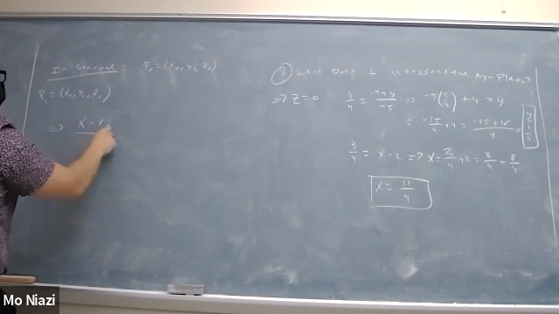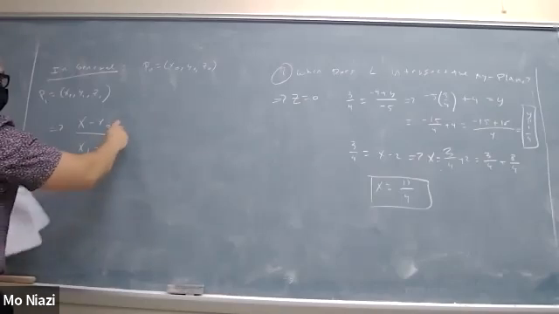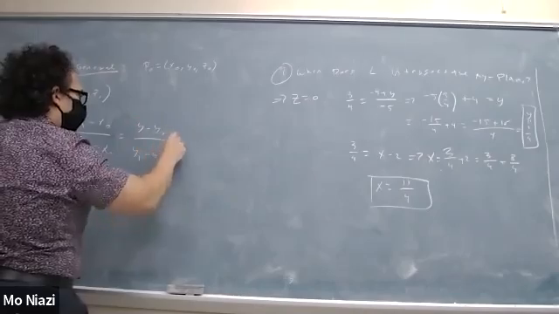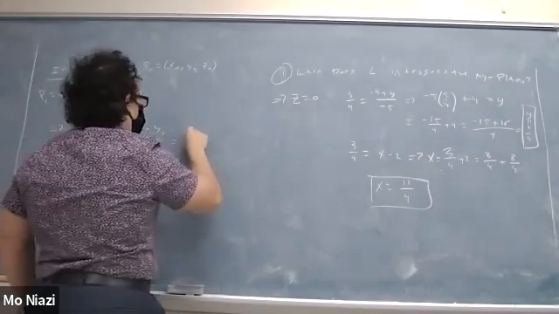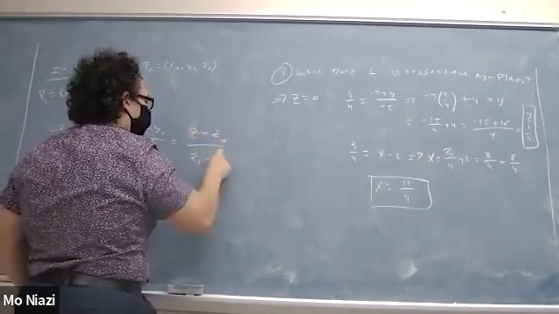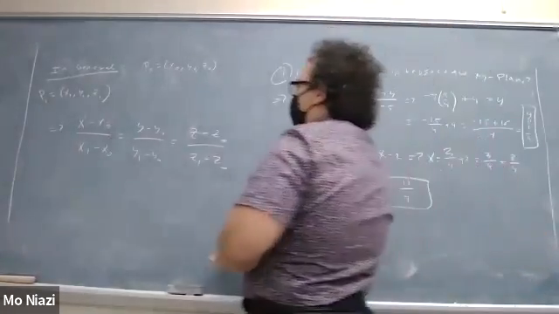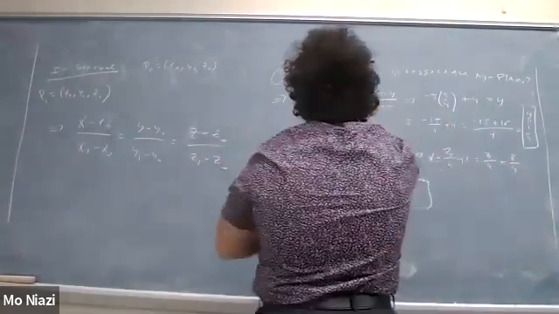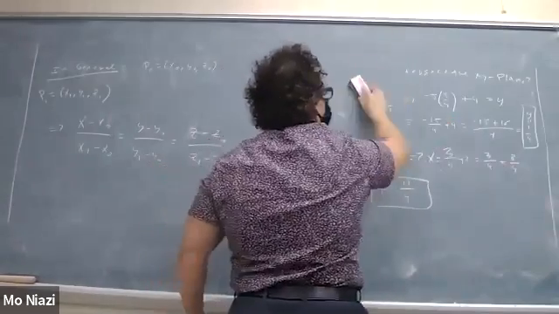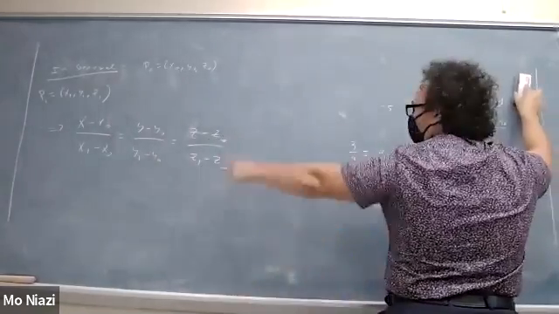x minus x naught divided by x1 minus x naught. That would be a symmetric equation. y minus y naught divided by y1 minus y naught. Another symmetric equation. z minus z naught divided by z1 minus z naught. Okay. We can derive these equations here. So this right here is what we did in this problem that we just solved. It's just we didn't know we were doing it. But this is the general procedure.